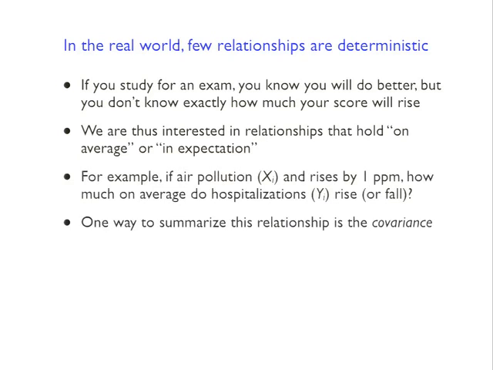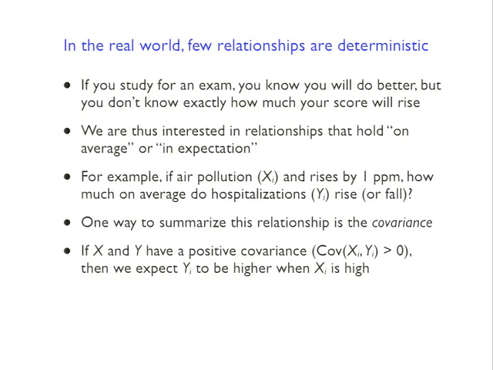So one way to summarize the relationship, let's say between air pollution and hospitalizations, is through what we call the covariance between the 2 variables. If x and y have a positive covariance, which is to say the covariance of x and y is greater than 0, then we expect y to be higher when x tends to be high. And if they have a negative covariance, which is to say the covariance of x and y is less than 0, then we expect y to be lower when x is high.